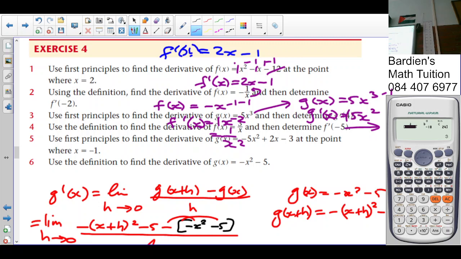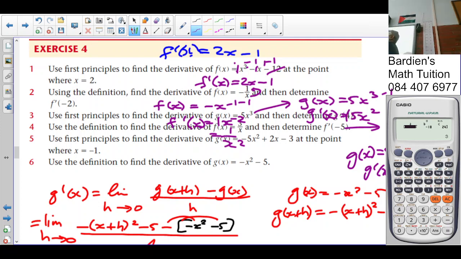If you look at g of x equals 5x cubed, you say 3 times 5, what's 3 times 5? 15. Minus 1, squared, so it's 15x squared. You guys understand? What we're doing is multiplying the exponent by the coefficient, and we subtract 1 on the exponent. If g of x was 5x cubed, you take that exponent, which is 3. 3 times 5 is 15. So g prime of x is equal to 15x squared.